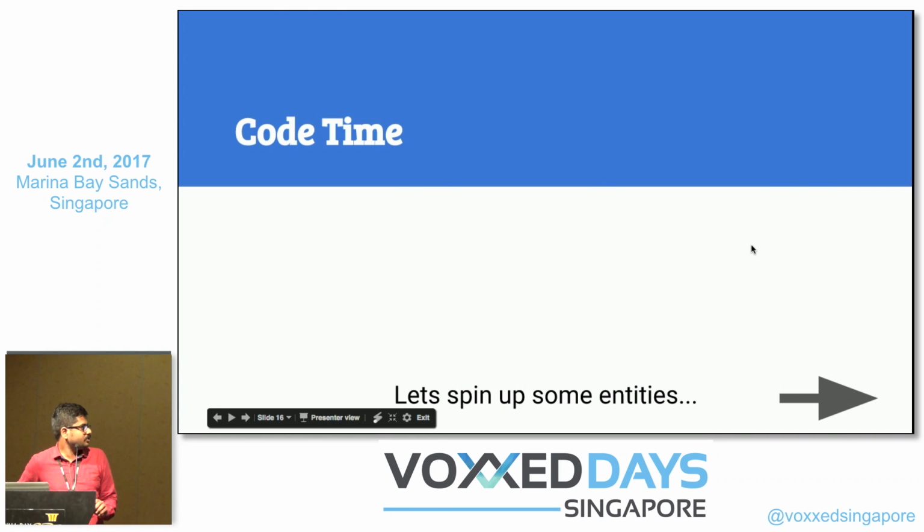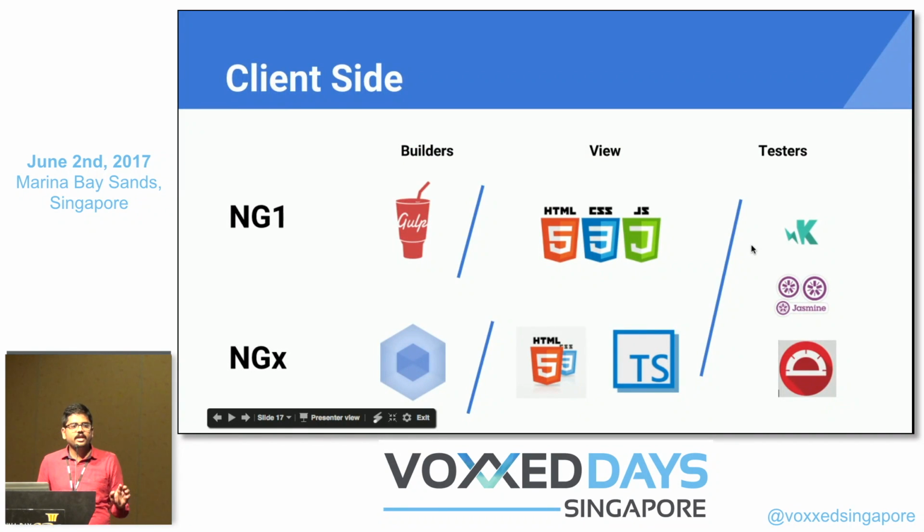Okay, moving back to slides. So this is what we currently have on the client side. We have an option between Angular 1 and Angular 2. In the case of Angular 1, for building, we have used gulp plus bower. And then we had HTML and AngularJS. And then testers like Karma, Protractor, and Jasmine matchers.